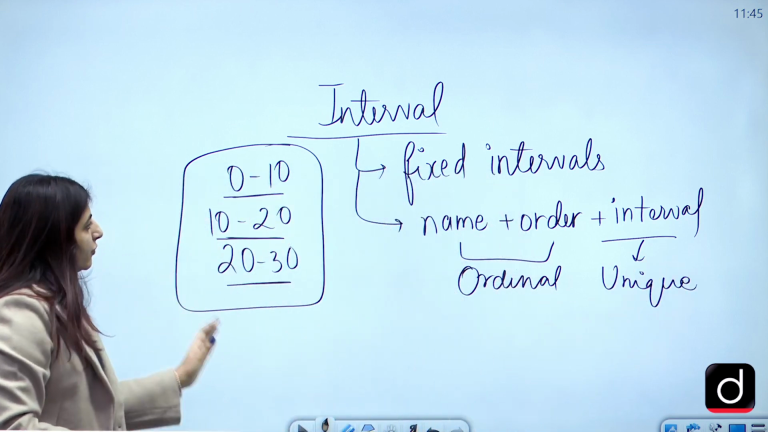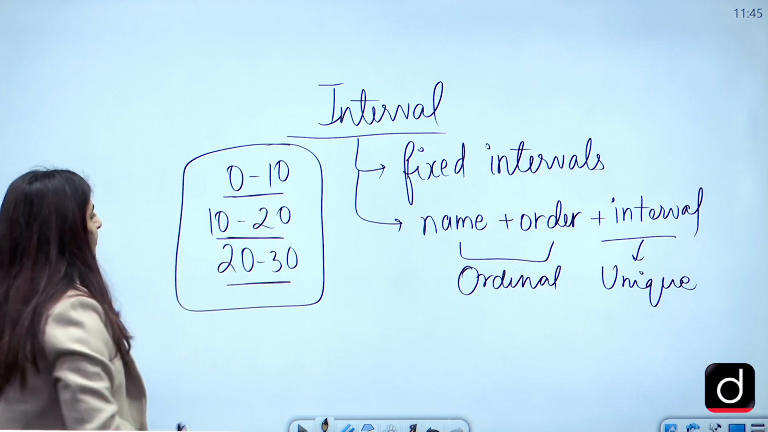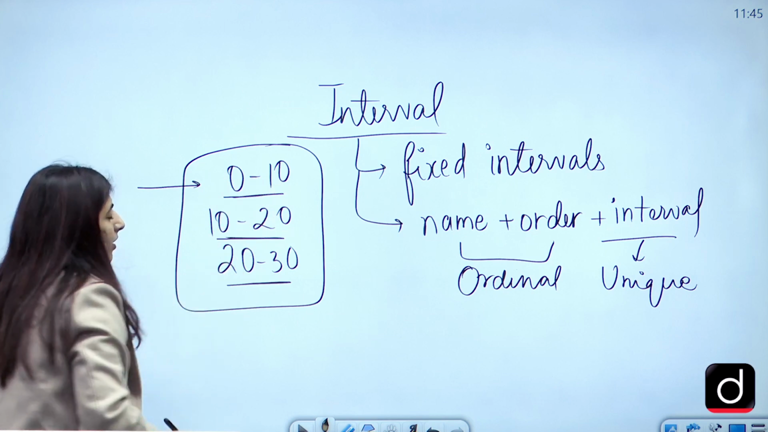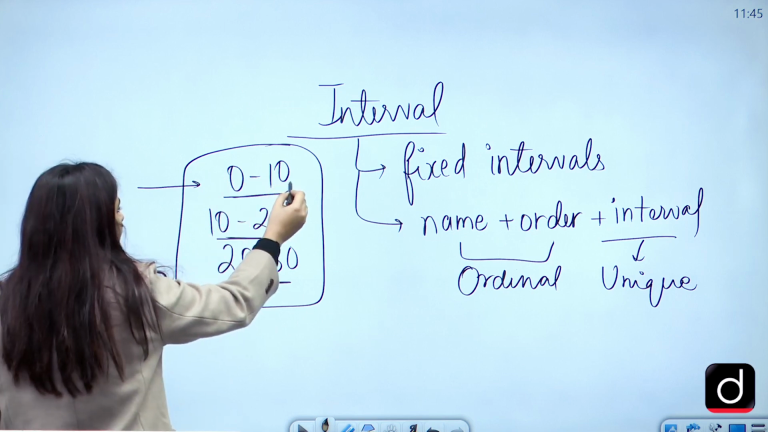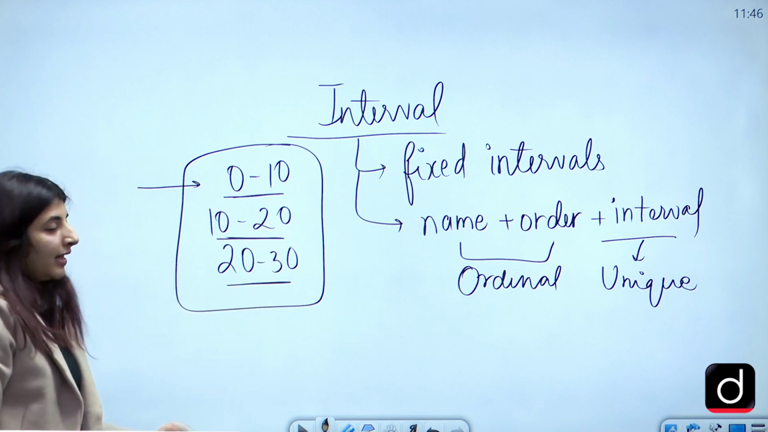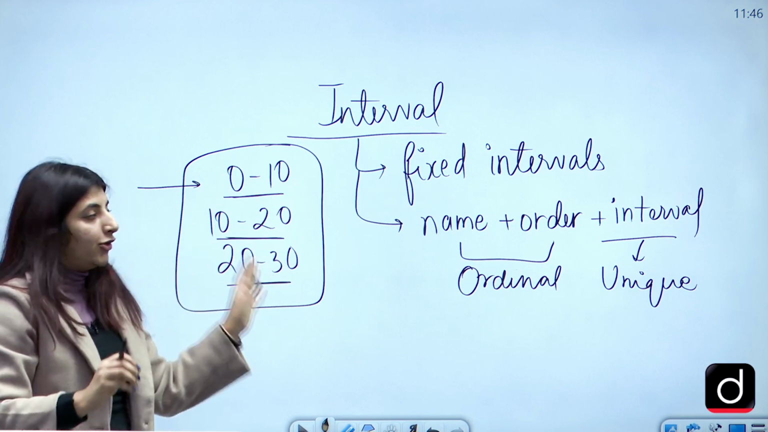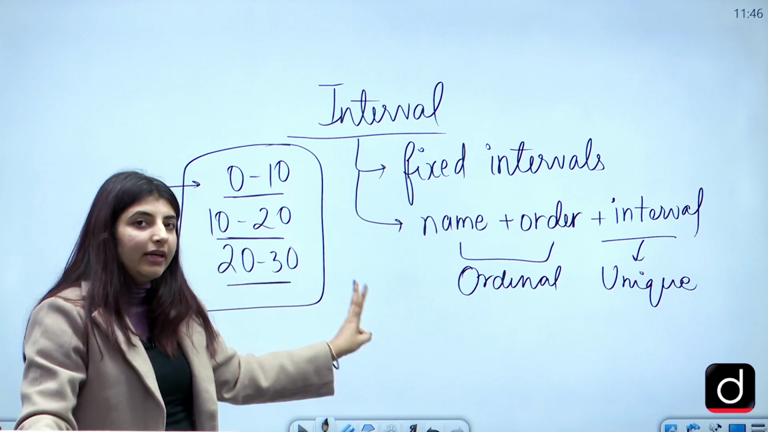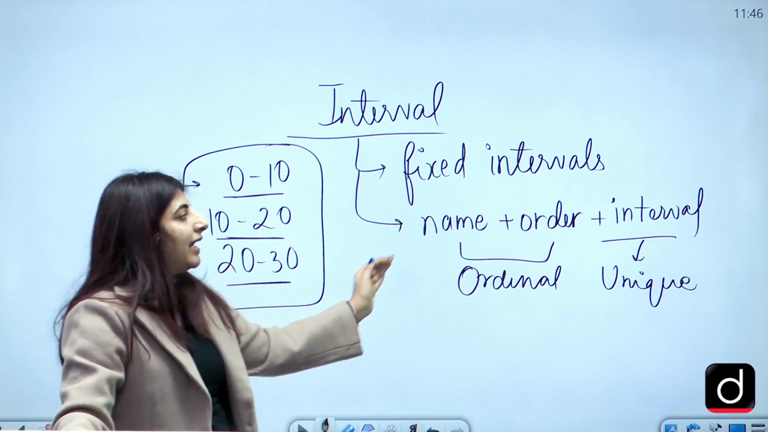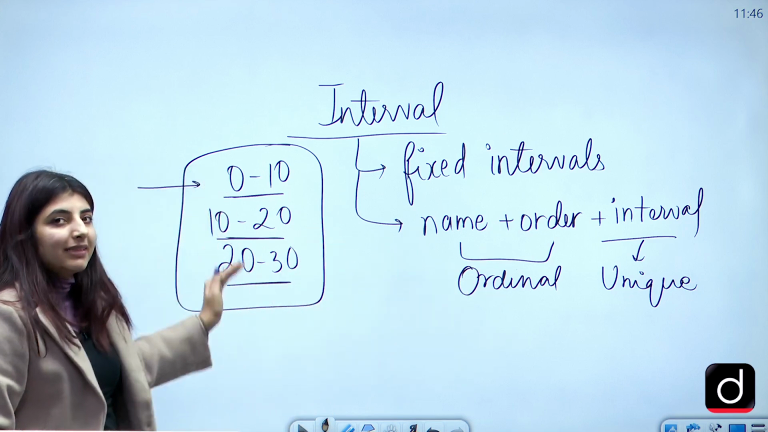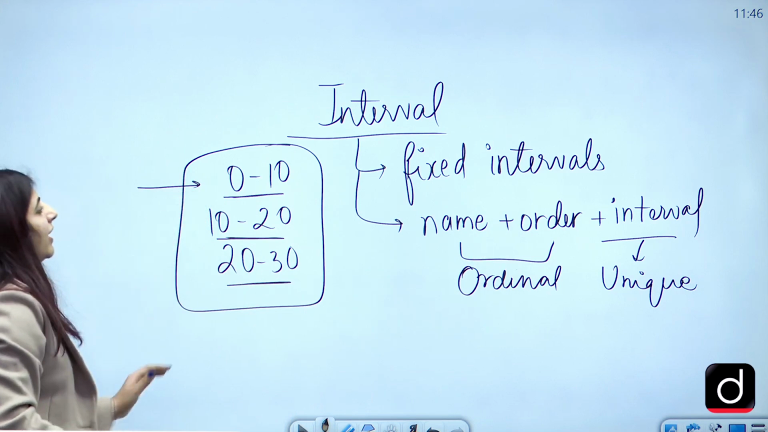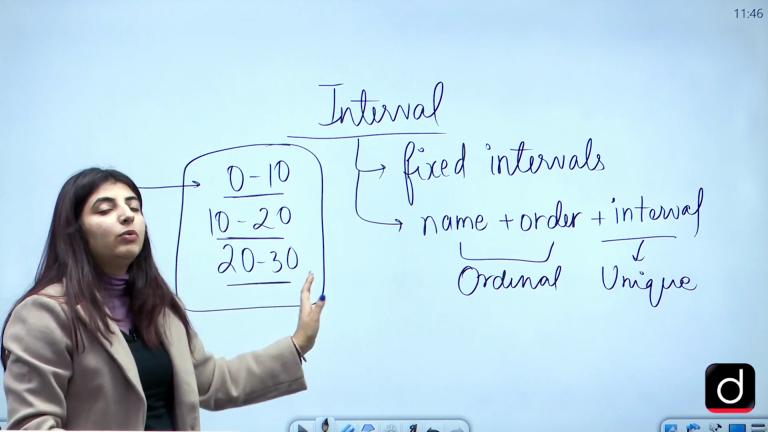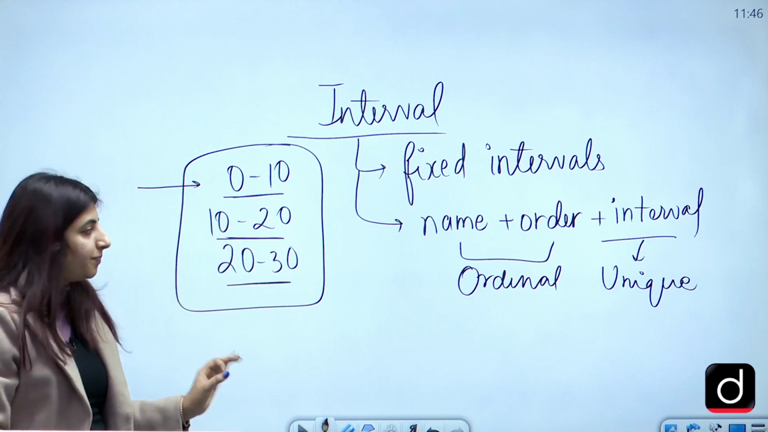Correct? So let's just see first of all. I have drawn this very thing for you all. So it is named, right? Named 0 to 10, 10 to 20, 20 to 30. It is put in an order, 0 to 10, 10 to 20, 20 to 30. And it has a fixed interval of 10. So we see the 3 characteristics of the interval scale that we talked about here, the name, order and interval, all 3 are present here. We have named it, we have put it in a ranking. We have also mentioned that there is an equal interval which is fixed.